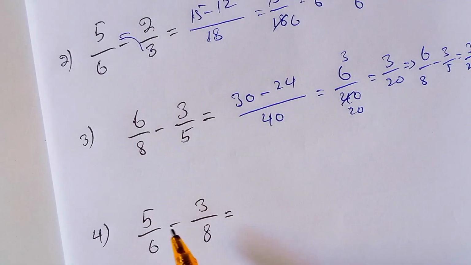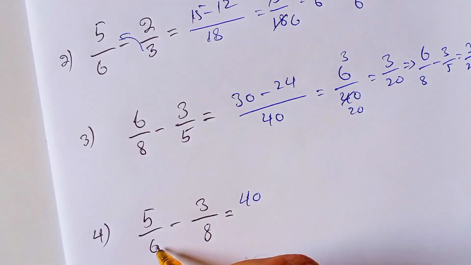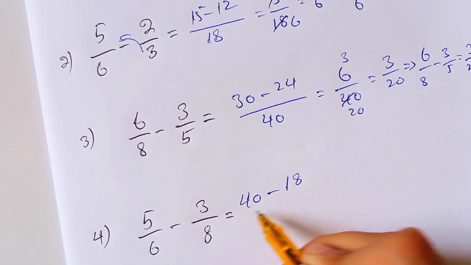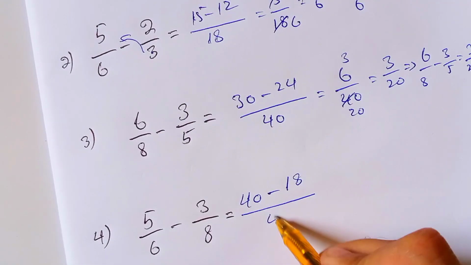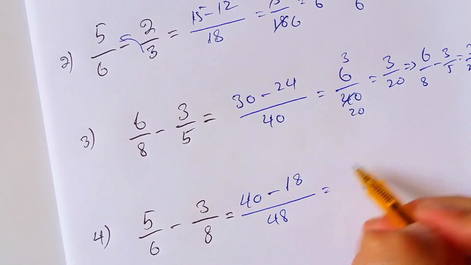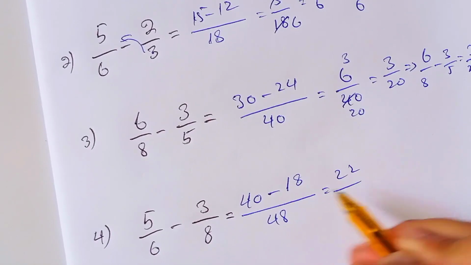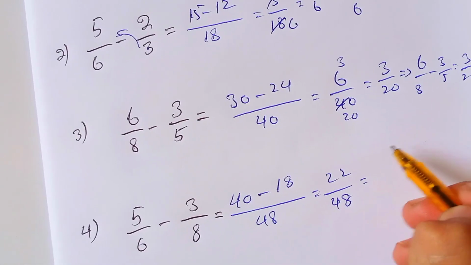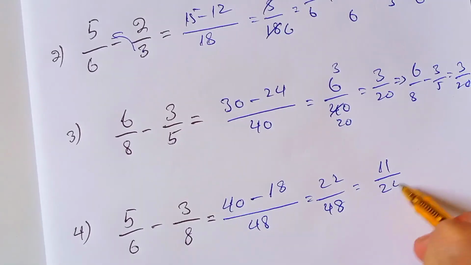Now here is another example, 5 over 6 minus 3 over 8. Multiply this 8 with this 5, which is equal to 40, and multiply this 6 with this 3, which is equal to 18. Multiply this 6 with this 8, which is equal to 48. So we can write 40 minus 18 is equal to 22, and 48 is the denominator. So we can write 11 over 24.